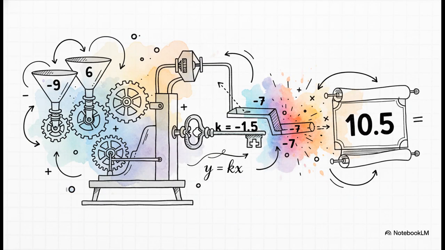Did you get it? So if you plugged in -9 and 6, you should have figured out that k is -1.5. Then you just take that and multiply it by the new x, which was -7. And remember, a negative times a negative gives you a positive, so 10.5, awesome job.